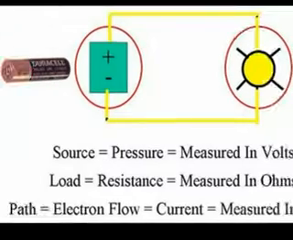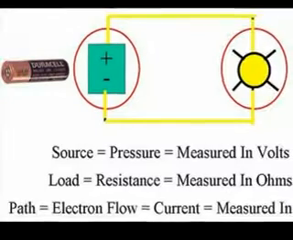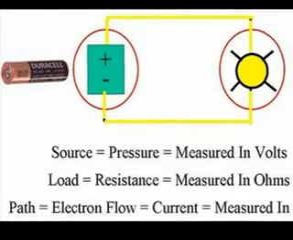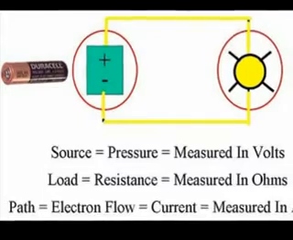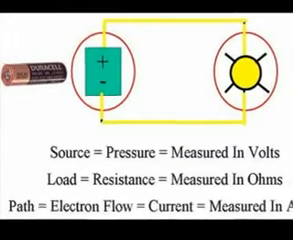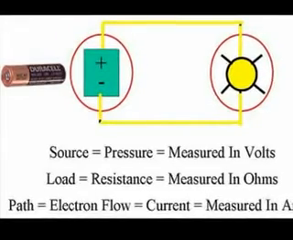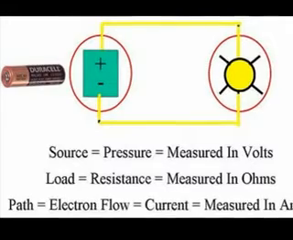Let's recap. All circuits need three things: source, load, and path. Our source is our energy source, measured in volts. Our load is any device doing work for us and exhibits some kind of resistance to the circuit. We can measure the amount of resistance by measuring the ohms.